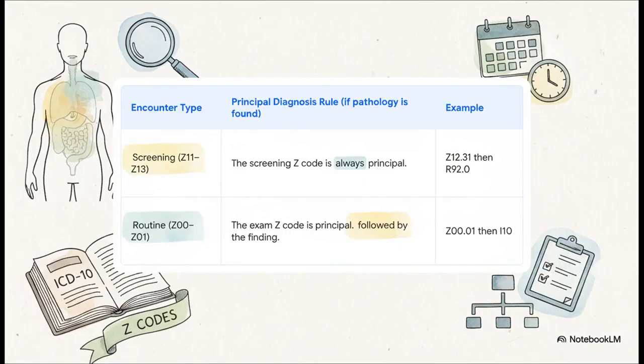And this table just lays it all out perfectly. This is the core difference you have to burn into your memory. For screening exams, the Z-code is always king. I don't care what you find. The reason for the visit was the screening, so that code goes first, period. For other routine exams, the rules are a bit more flexible, but for screenings, the Z-code always leads.